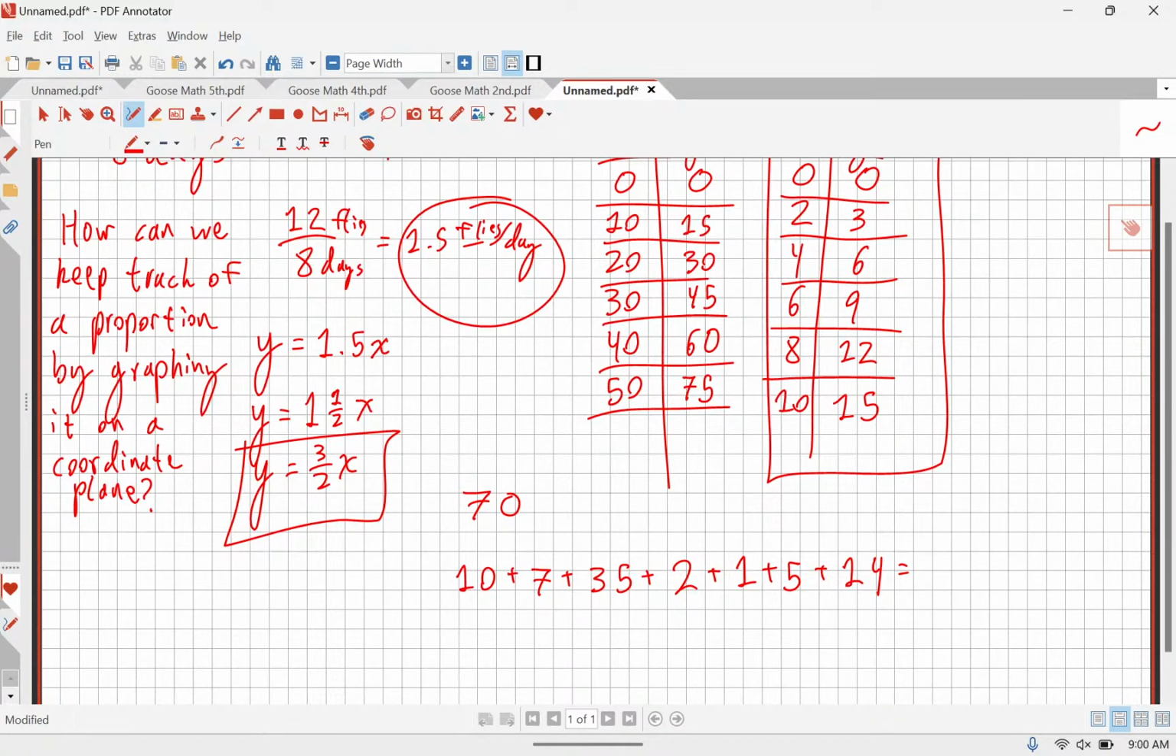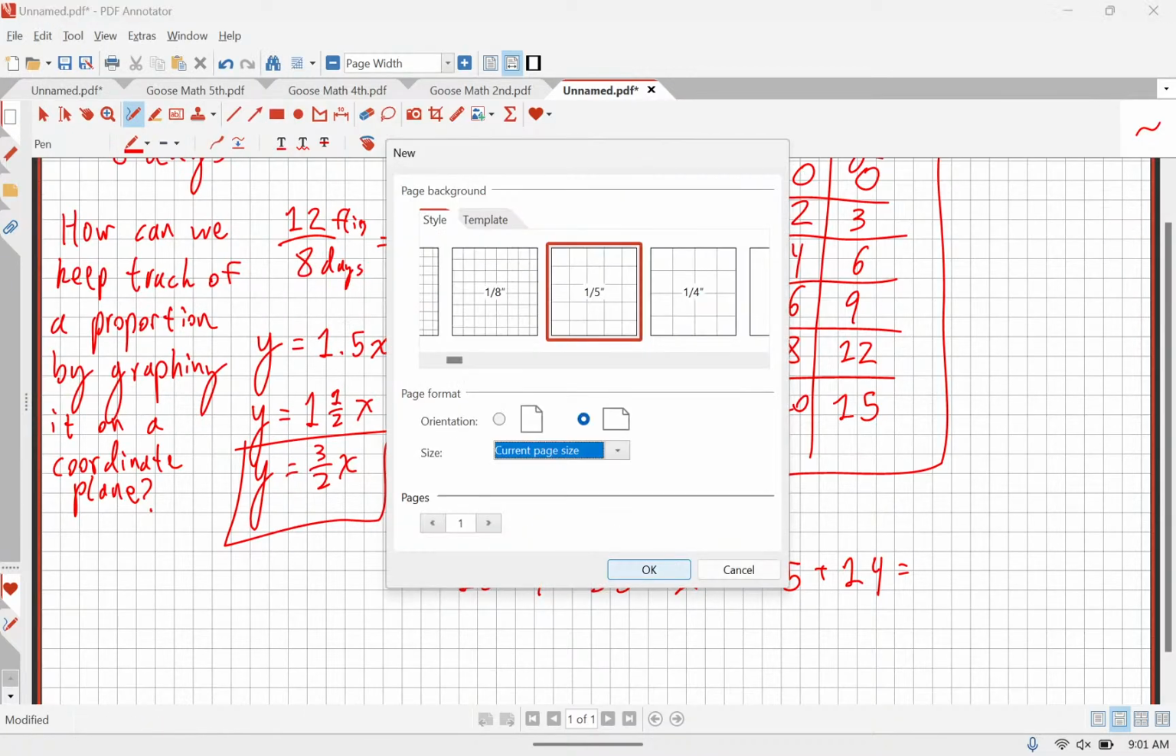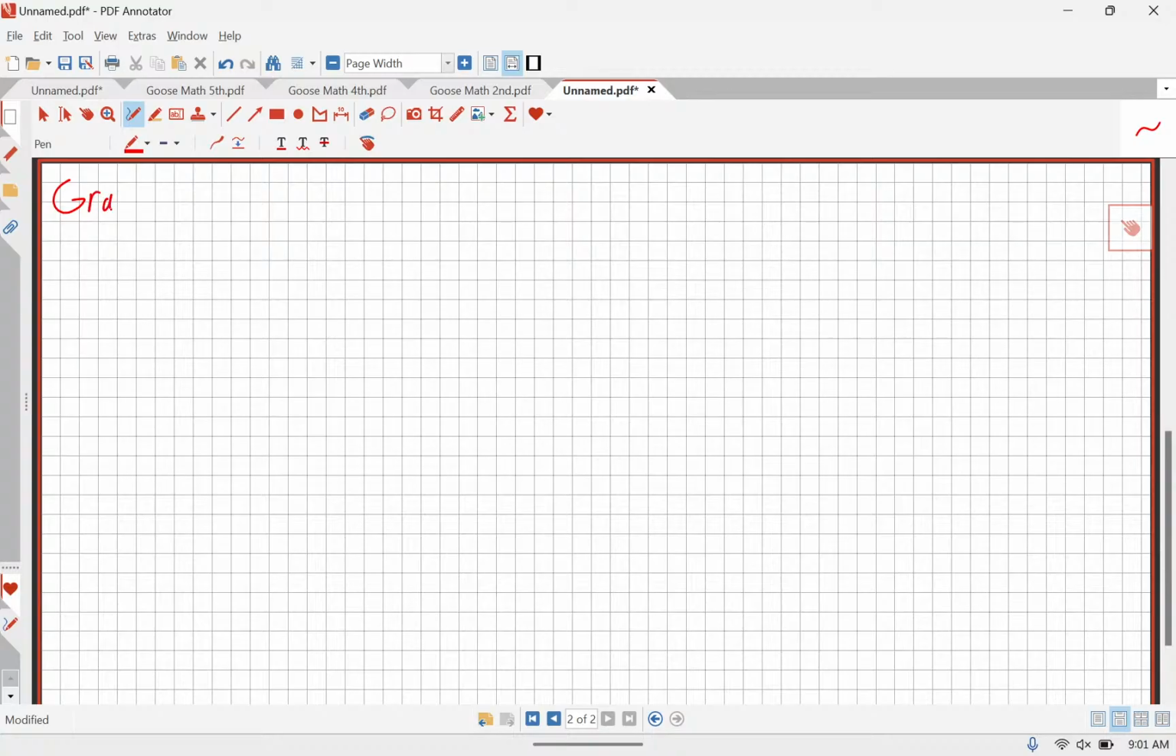Alrighty, let's do it. You know what? Underneath all this, got a pencil? Today, we're going to be graphing proportional situations. Graphing proportional situations. Thank you. Thank you so much. Perfect. Yeah, just pop it right there.